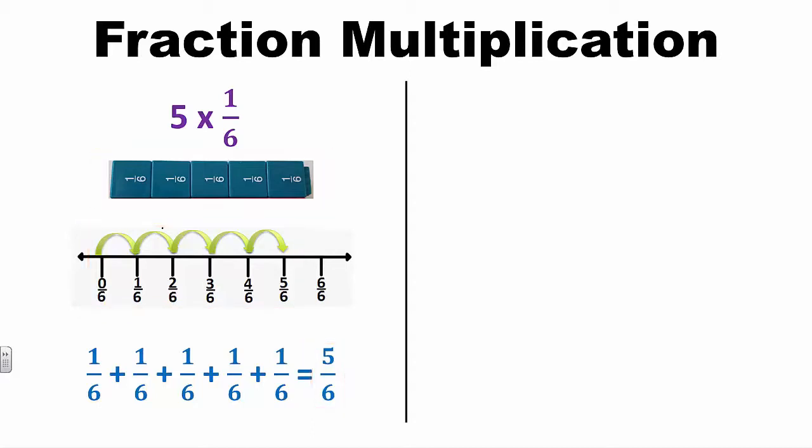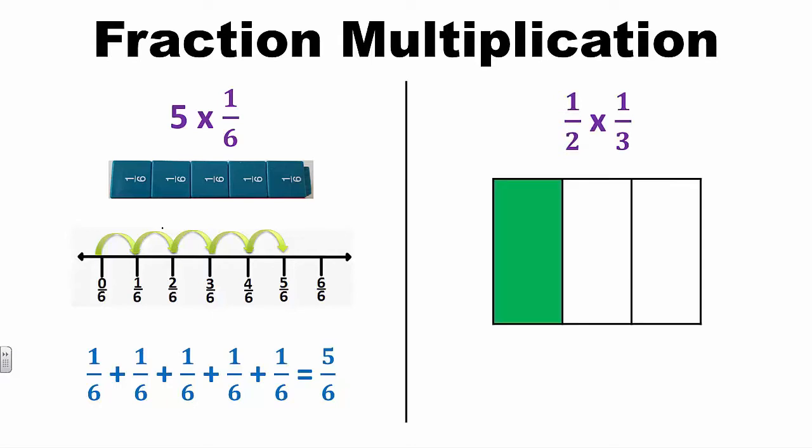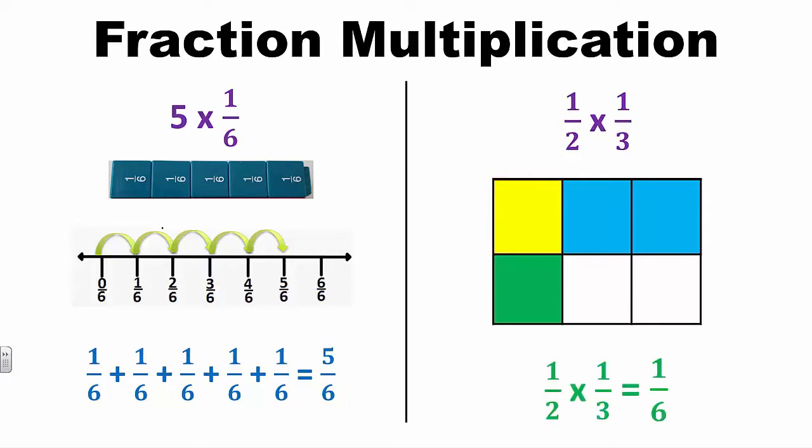In 5th grade, students revisit this concept and they also investigate fraction by fraction multiplication using visual area models. Let's consider the example 1/2 times 1/3. The model shows 1/3. We need to find 1/2 of 1/3. The model now shows 1/2 of 1/3. The overlap shows the product in relationship to the whole. The yellow is the overlap between 1/2 and 1/3, which represents 1/6 of the whole. So 1/2 times 1/3 equals 1/6.